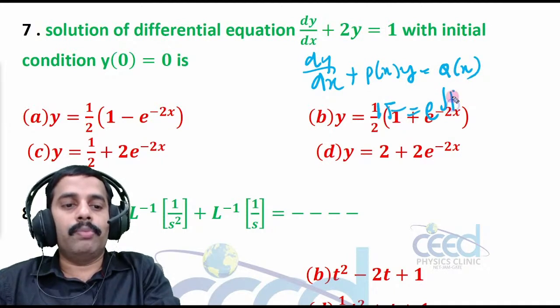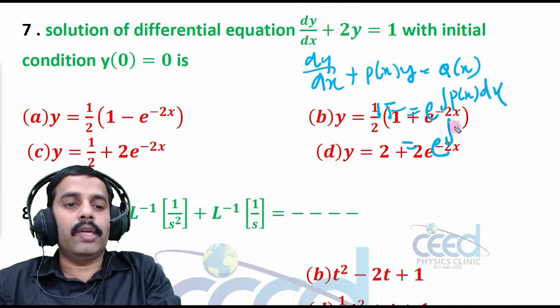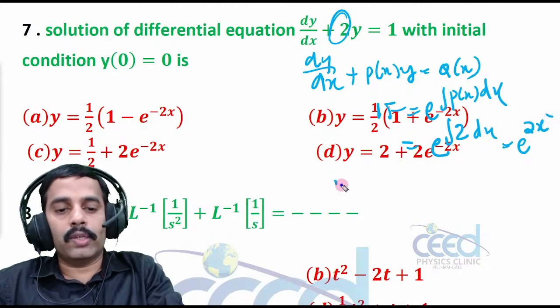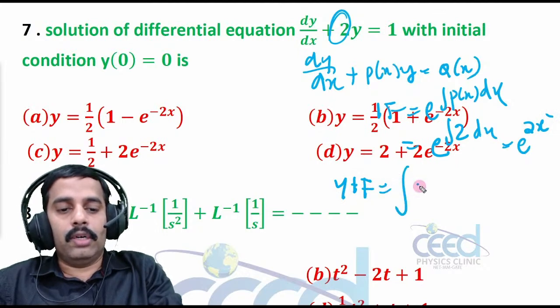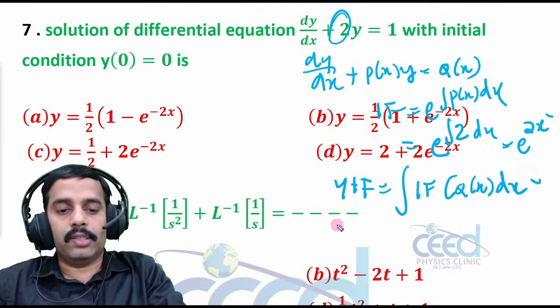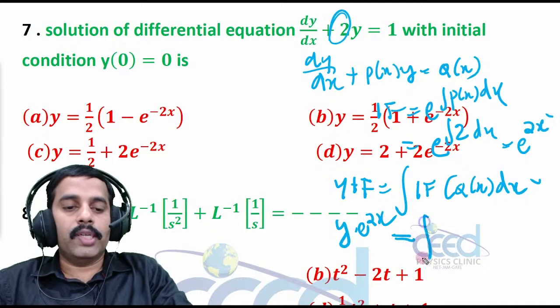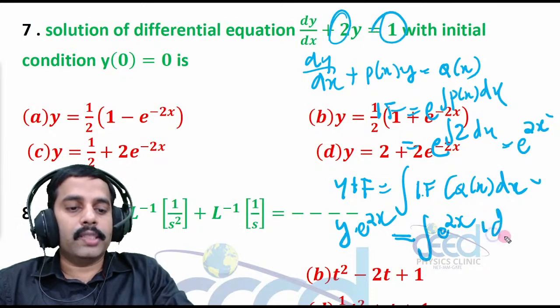e raised to integral p of x dx, that is equal to e raised to integral, what is p of x? That is 2 dx, that is e raised to 2x. Then what is the solution? y into IF is equal to integral IF into q of x dx. This method we have already discussed. So y into e raised to 2x is equal to, what is IF? e raised to 2x into, what is q of x? That is 1, right? 1 dx.